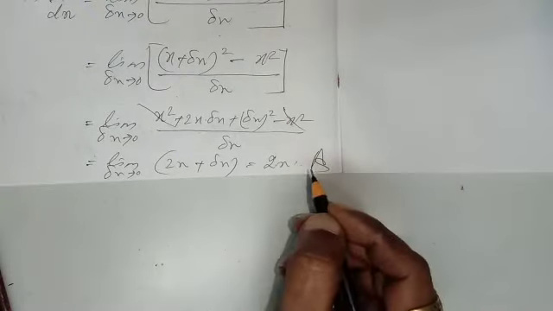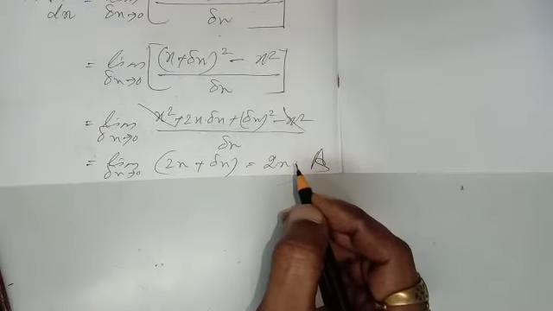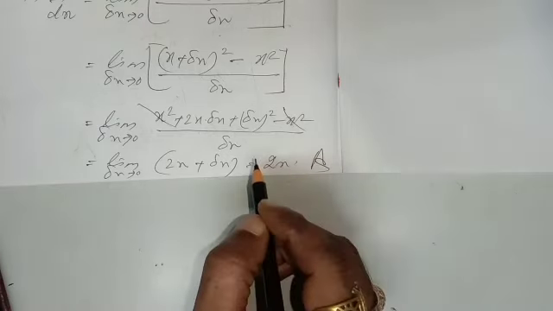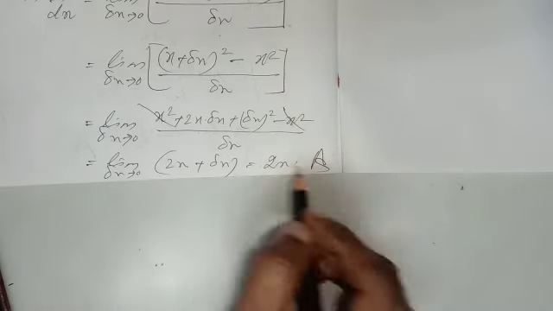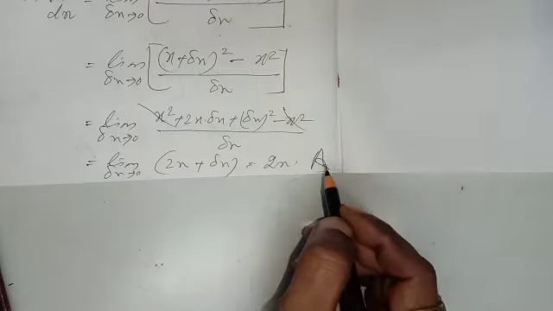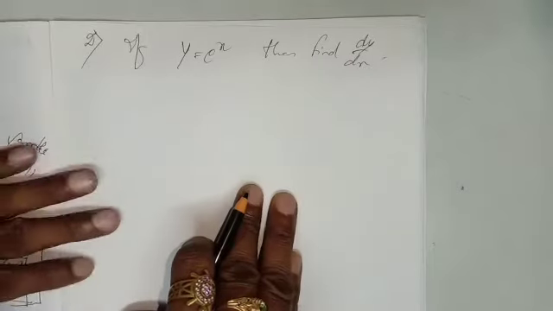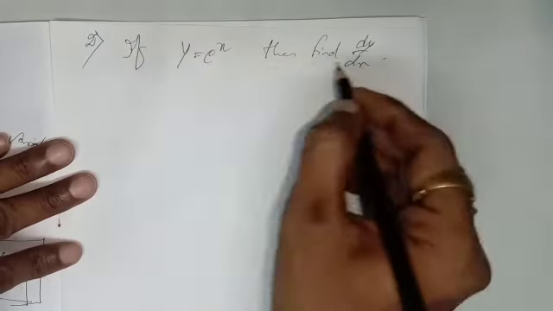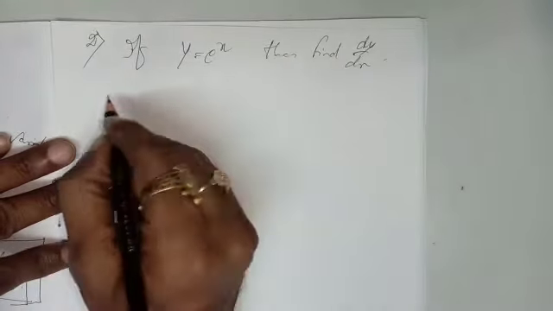This is the result that you are getting. Okay. So what is the derivative of y with respect to x? The derivative of x square is how much? 2x. This is called derivative by first principle. Let us take one more question on this. Question number 2. If y is equal to e to the power x, then find dy by dx.